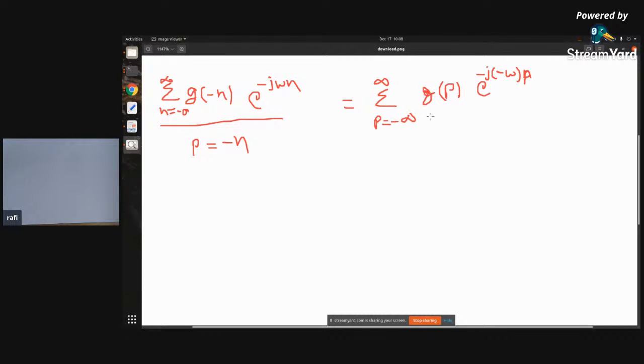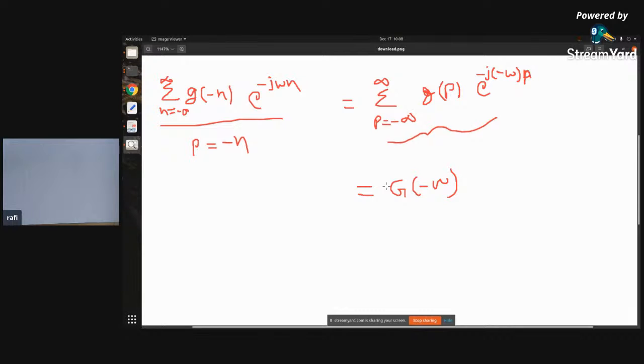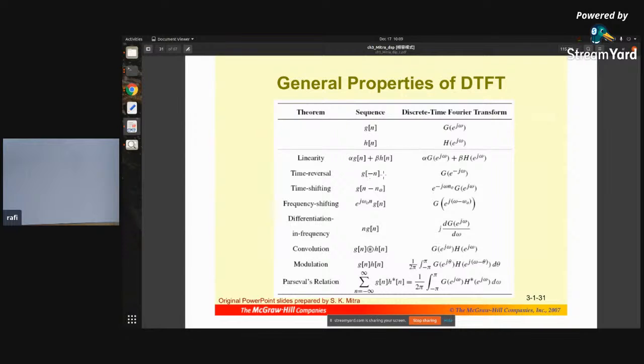So this is nothing but the Fourier transform of g of n over p. Again you can replace p with small n, and this looks like that, but in the place of omega you have minus omega, so this will be G of minus omega. So what is the DTFT of g of minus n? We got G of minus omega. As I said, minus omega is the same as e power minus j omega. That is just a notational difference.